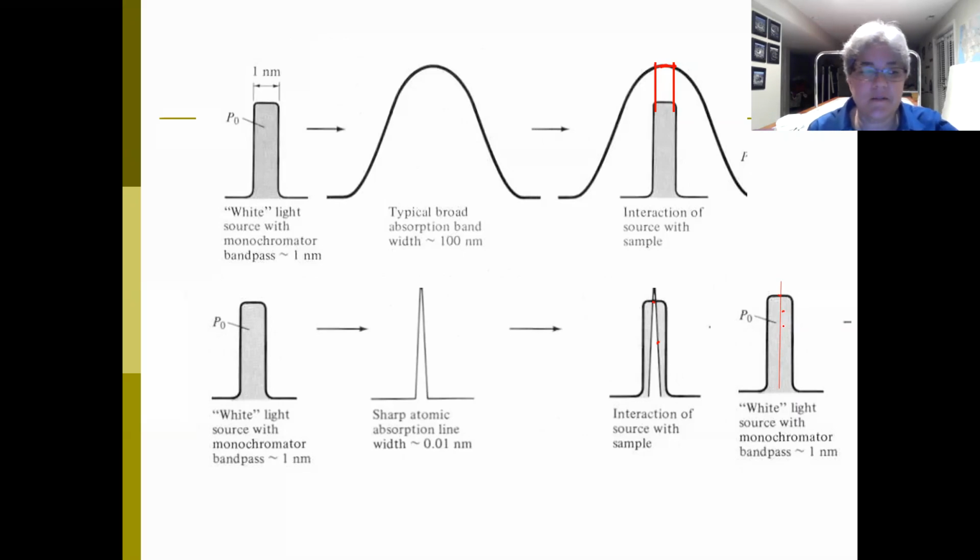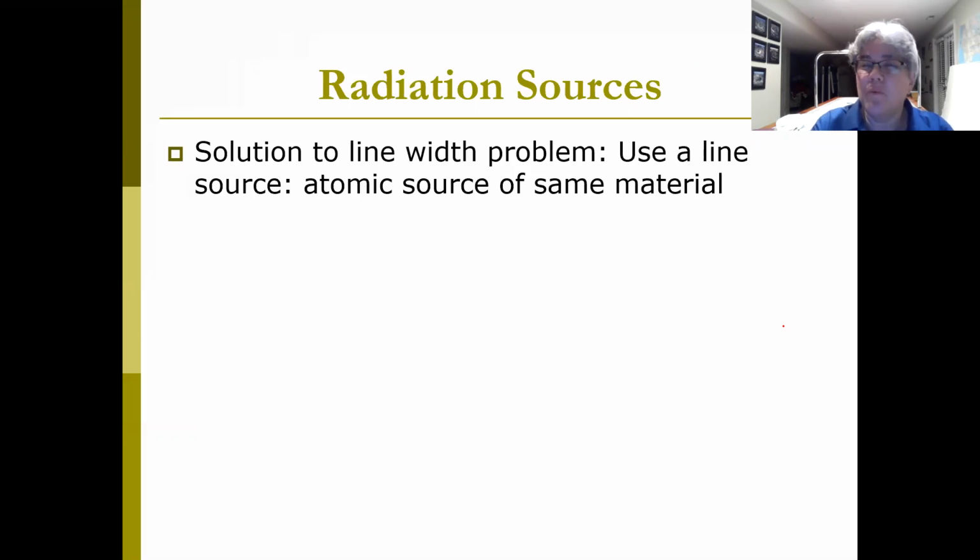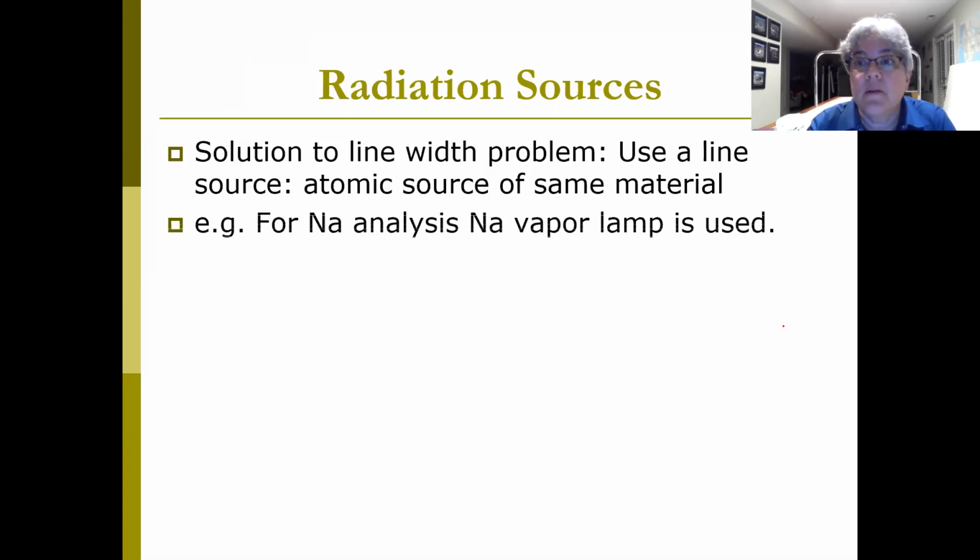Okay, so what is the solution to this problem? Well, you actually already know the solution to this problem. We talked in chapter 3. We said if you're measuring molecules, we normally use a continuum source. But if I'm measuring atoms, then I use a line source. So we need to use a source that's made of the same material as whatever I want to measure. So if I want to measure sodium, I need to use a sodium line source. If I want to measure lead, I need a lead line source. If I want to measure iron, I need an iron line source.